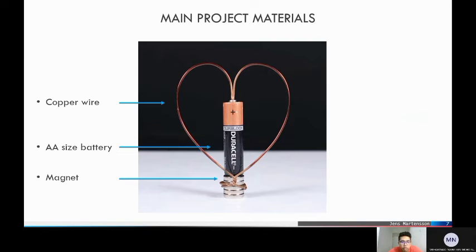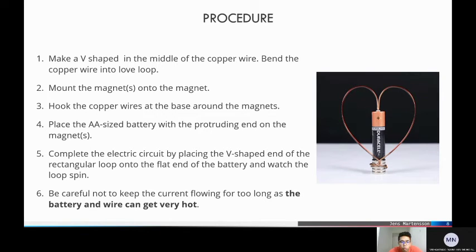Our main project materials are copper wire, an AA size battery, and a magnet. The procedure to build the homopolar motor: first, make a V shape in the middle of the copper wire. Bend the copper wire into a love loop. Mount the magnet onto the base. Hook the copper wire and the base around the magnet.